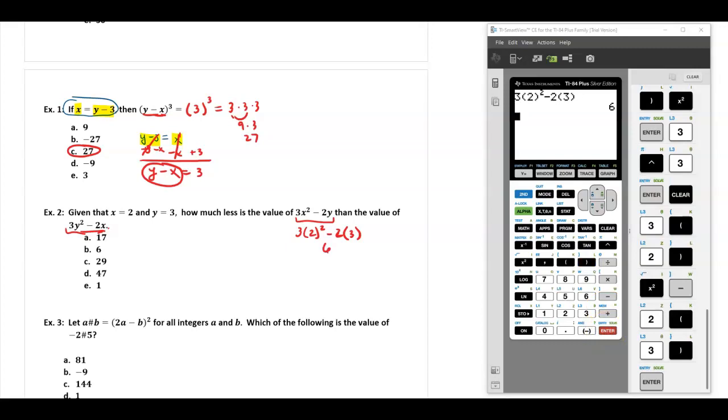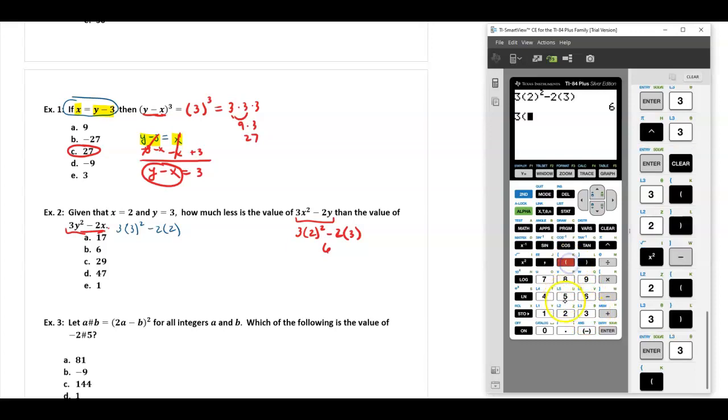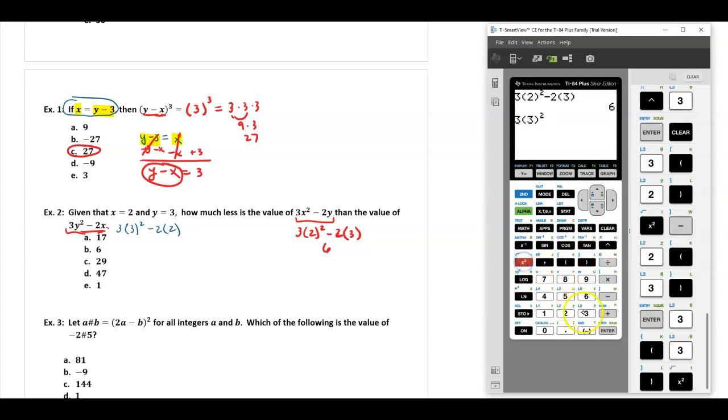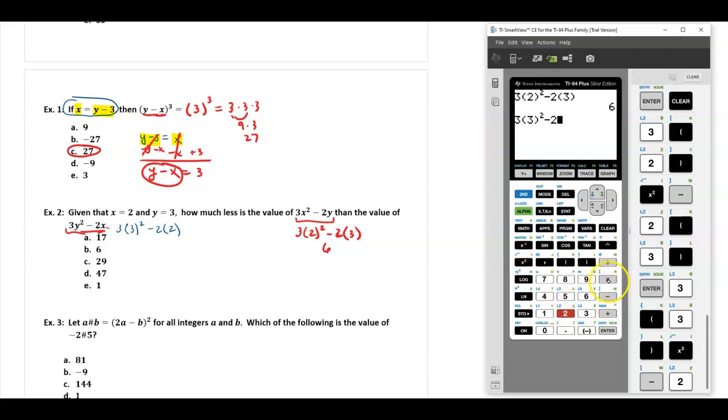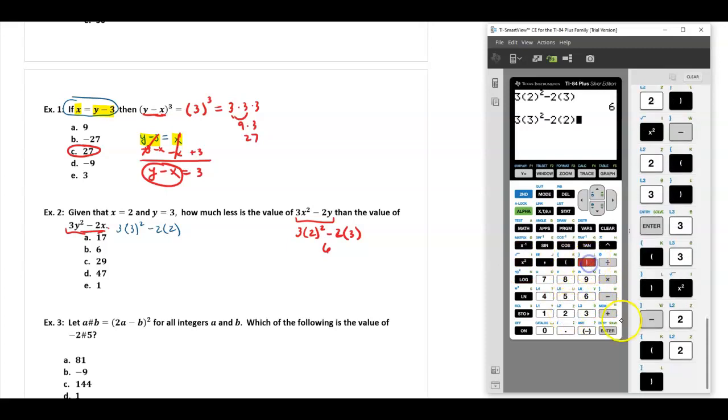Now I'm going to come over here and simplify this. 3 times 3 squared minus 2 times 2. Right away it gives me 23. So it says how much less is this? Well, to figure out basically the difference, what is 23 minus 6 going to give me? It's 17 units less. Okay.